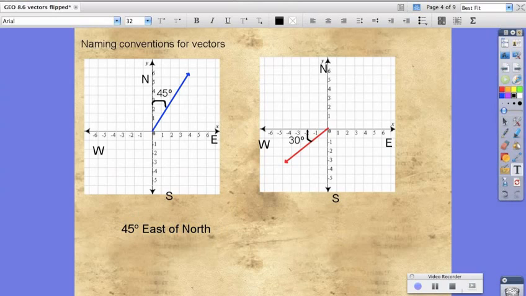So for the second one, we should be saying that we are going 30 degrees. Hopefully you figured out it's south of west. You'll notice that 30 degrees started on the west line and went downwards, which means it went south of west.